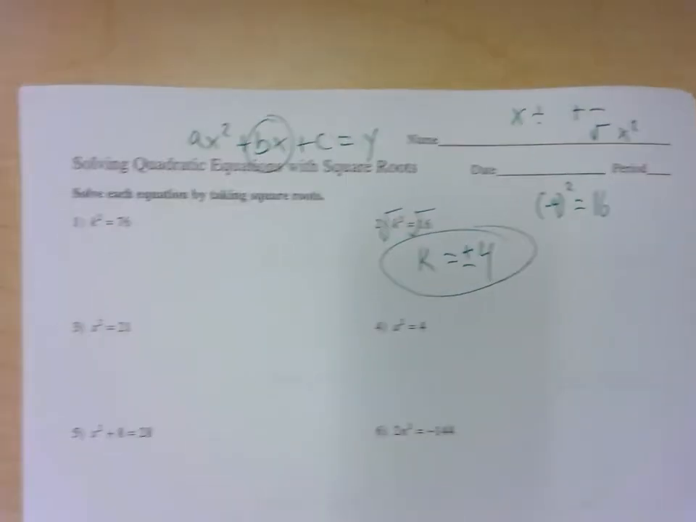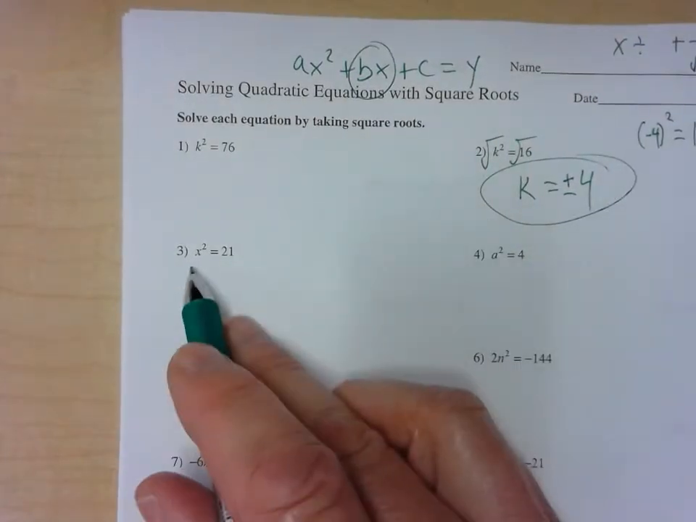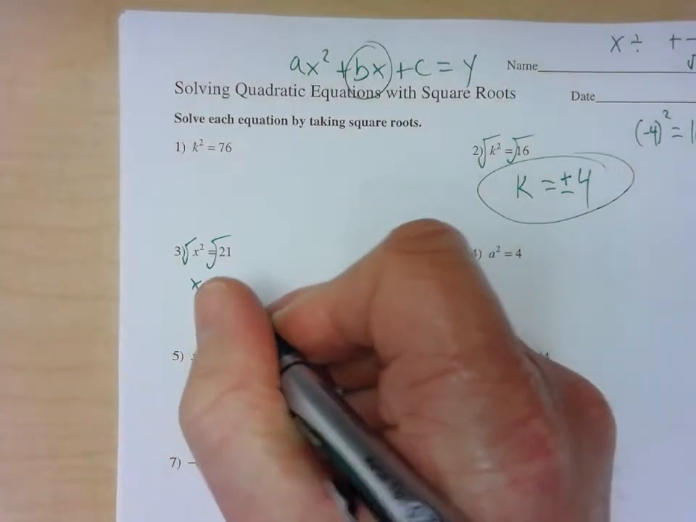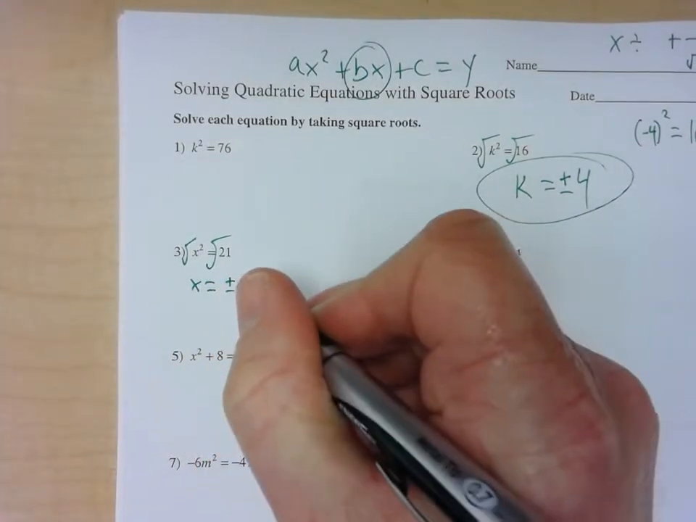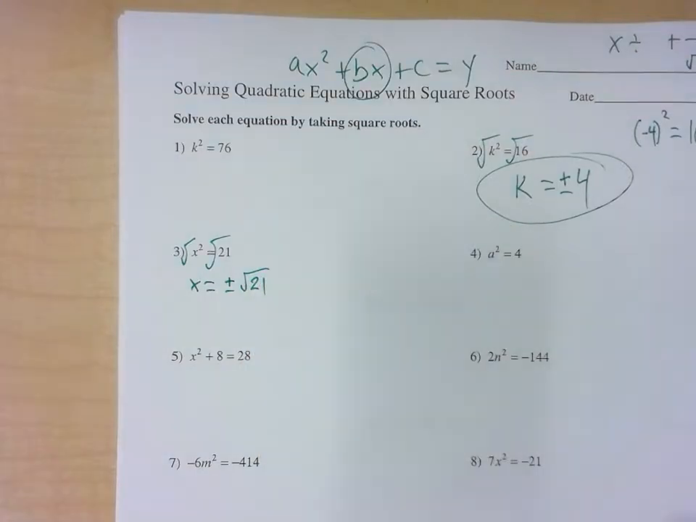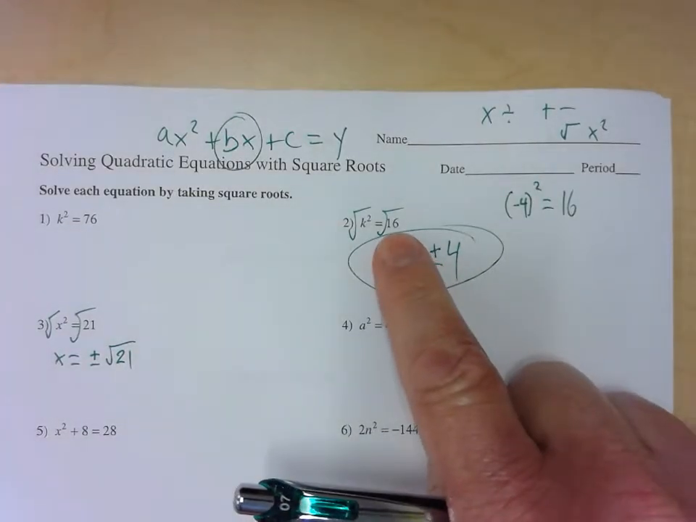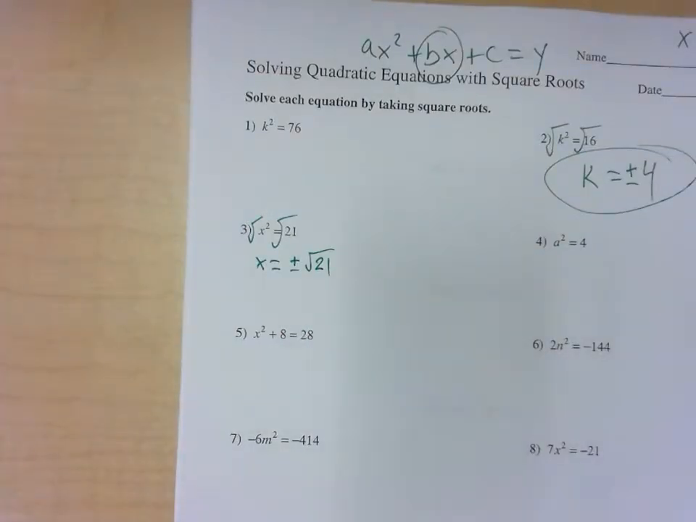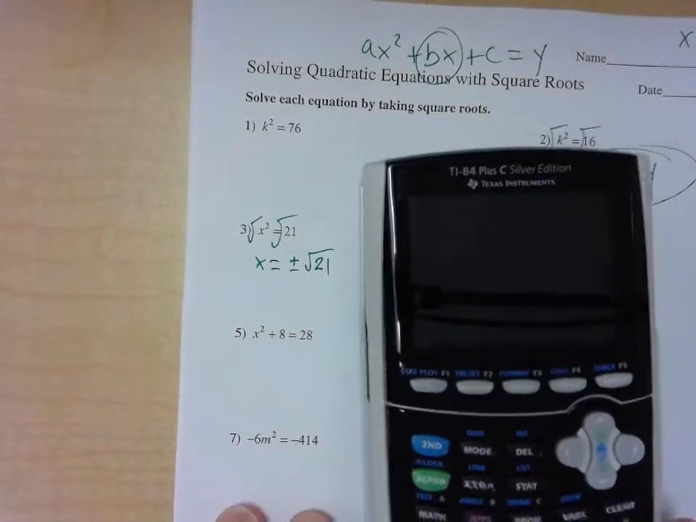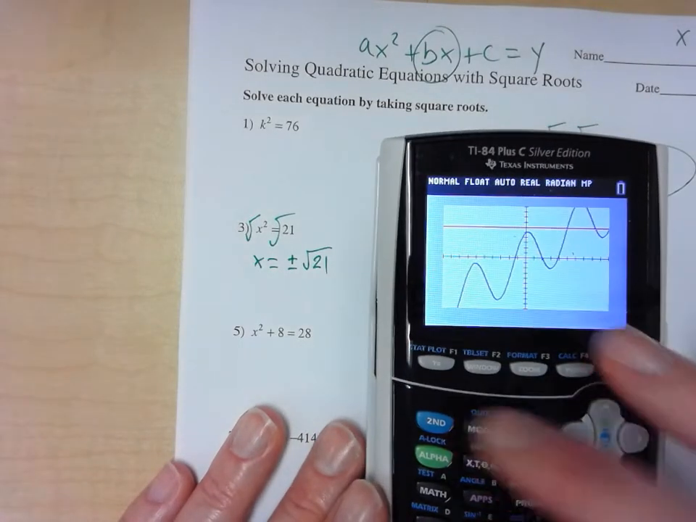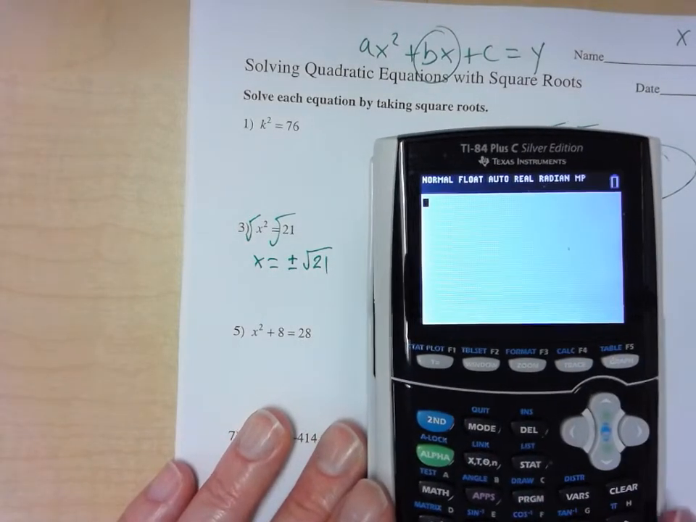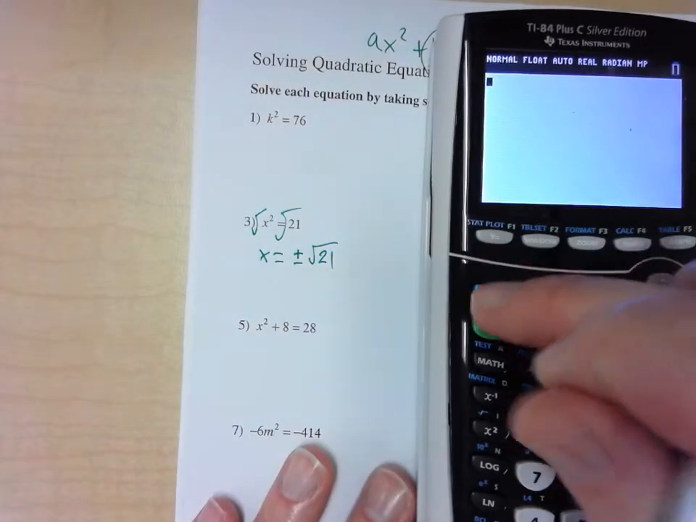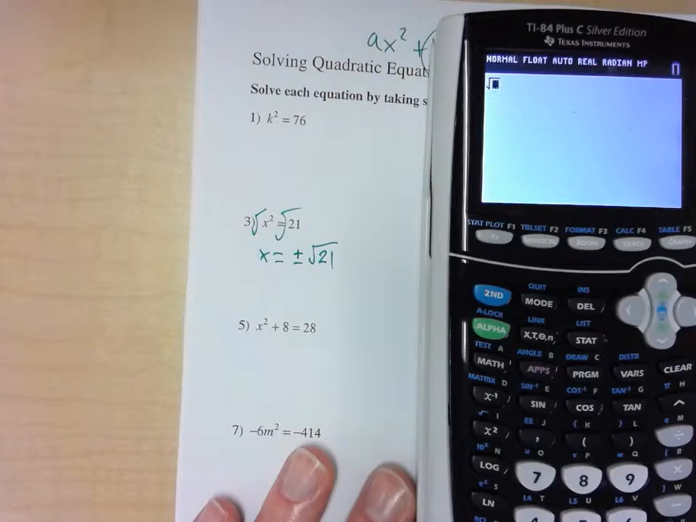All right. The next one we're going to do is number 3. So we're going to take the square root of each side right away. So we get x equals plus or minus the square root of 21. Now the last problem, I was able to take the square root of 16 because it is a perfect square, but I cannot take the square root of 21. So I'm going to get the old calculator out here, and the square root button is above the x squared. So I hit second square root and then put 21 in.